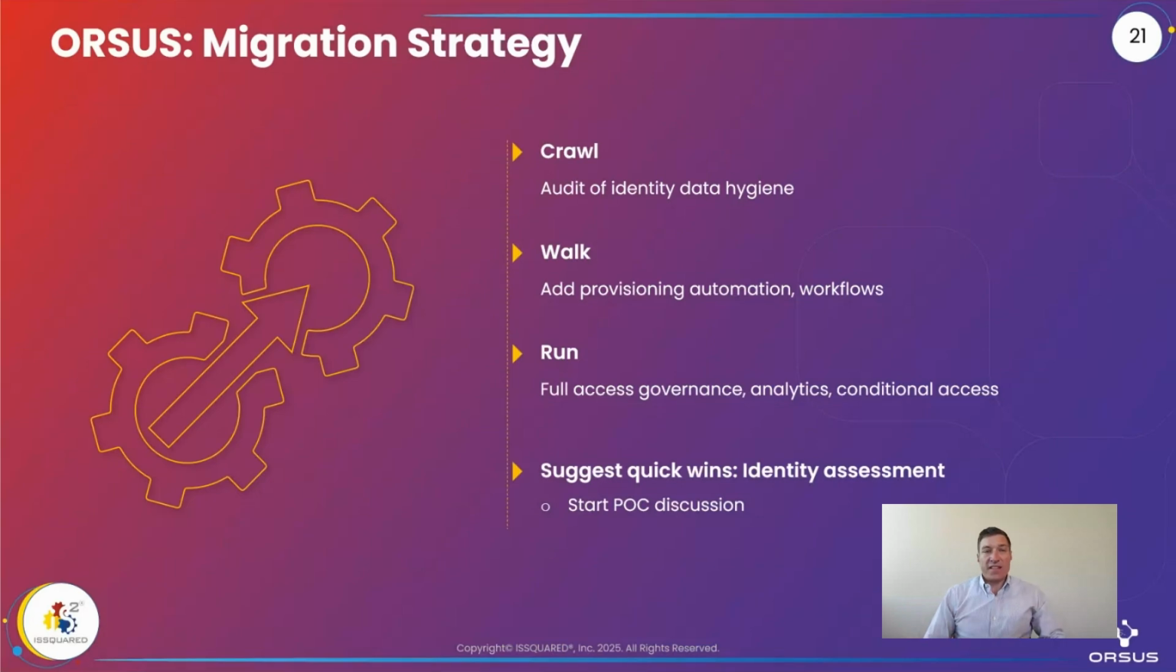And we see this as a number of steps toward implementation where we introduce a phase of crawling where we might introduce the auditing of identity hygiene. As we get onto a walking phase, we may add provisional automation and workflows. And then if we're up and running, this might be full access automation, analytics, conditional access, all that automation that's going to be great for our workforce.